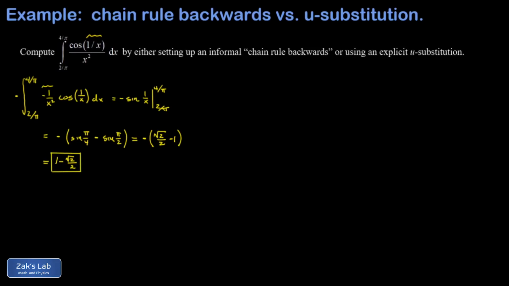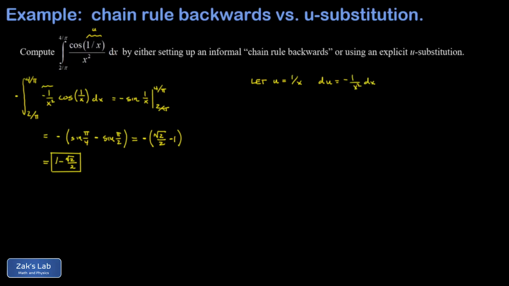Now in the formal approach, we still have to recognize what that interior function is, and we'll call that u. And we also have to see that basically the derivative of that is hanging around in the integrand, otherwise it's not going to work. So I let u equal 1 over x, and then I find the differential of u. That requires differentiating 1 over x, which again differentiates to negative 1 over x squared. And I get negative 1 over x squared dx.